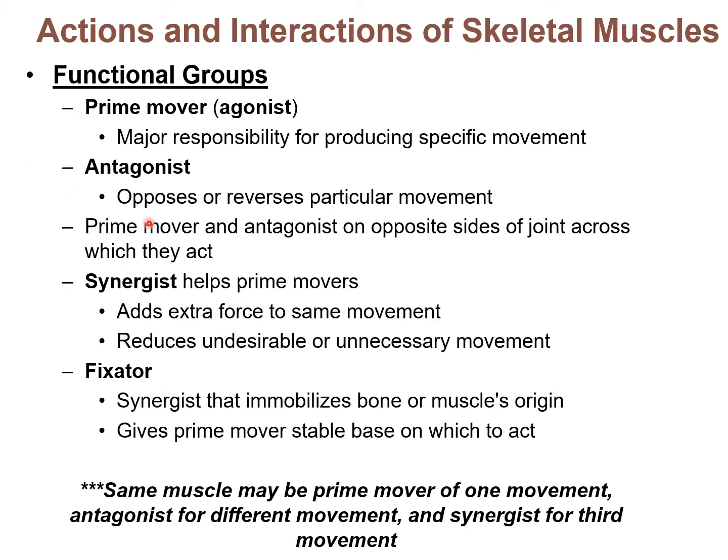We've got four new terms here as far as muscle functional groups: prime mover, antagonist, synergist, and fixator. I'm going to explain these using the image on the next slide, so you can always go back to this slide for the explanation, but I'm going to use that picture.